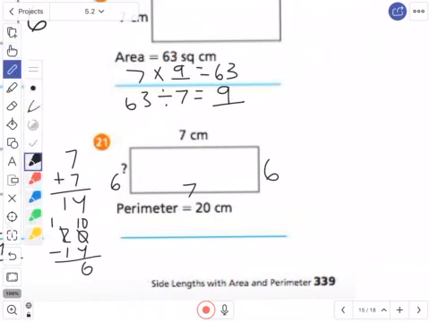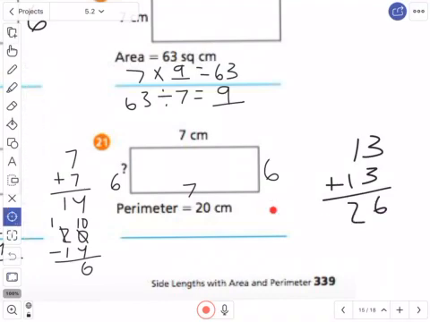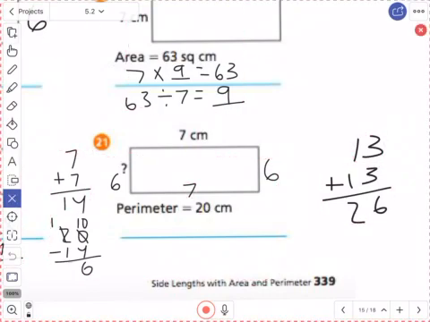let's see. 7 plus 6 is 13. And 7 plus 6 is 13 again. All right, 3 plus 3 is 6. 1 plus 1 is 2. Oh no, it's 26? My perimeter is 20. How is that? Oh no, I know what I did wrong.